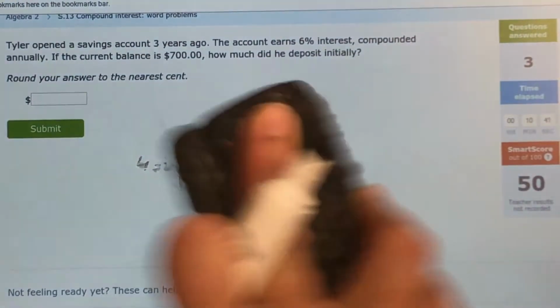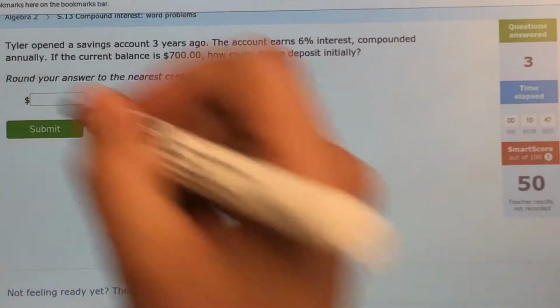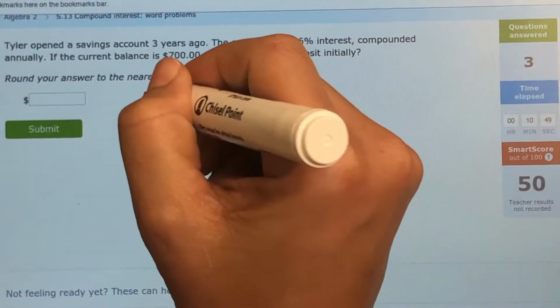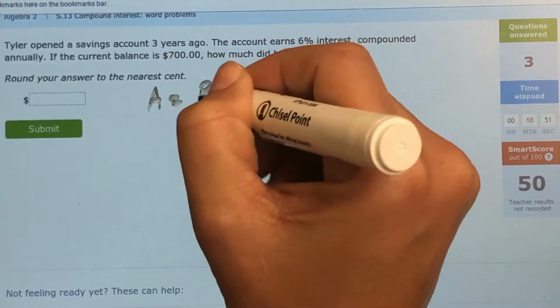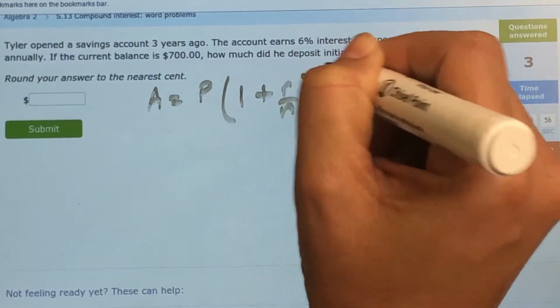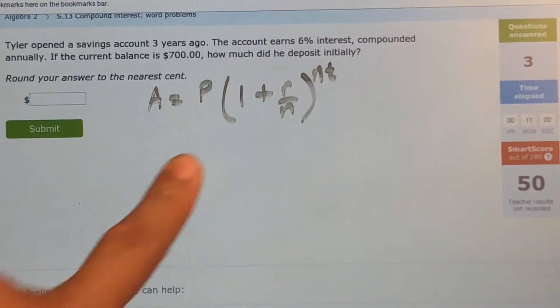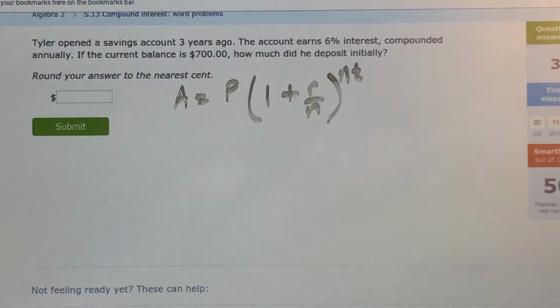All right, so now they've stopped giving you the formula. That's good. They stopped giving you the formula, so you have to write it down. You always start off with writing down the formula, which is A equals P, which is principal, 1 plus R over N raised to NT. So when you get used to writing it, you'll memorize it, although it is given to you in a reference sheet.